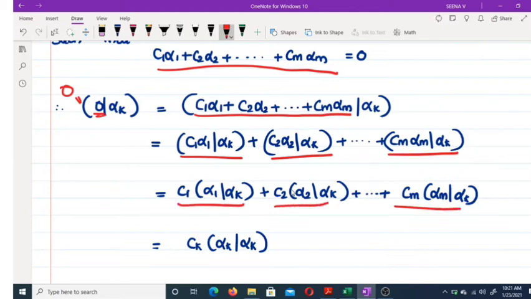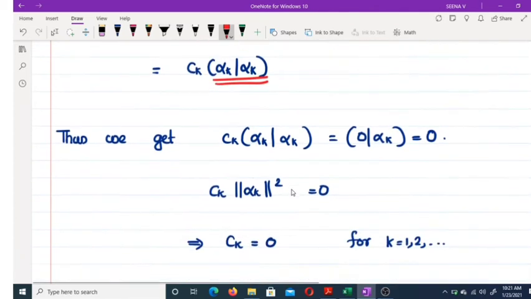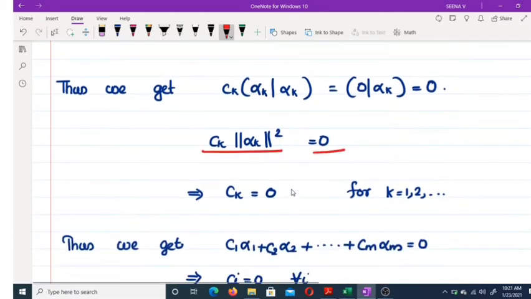But alphas are orthogonal. Therefore, this term is equal to 0, this term is equal to 0, and the remaining term is Ck, inner product of alpha k and alpha k. But inner product of alpha k and alpha k is norm of alpha k square. Therefore, Ck norm of alpha k square equal to 0. From this, we get Ck equal to 0 because alphas are non-zero vectors. Therefore, norm is always not equal to 0. This implies Ck equal to 0.